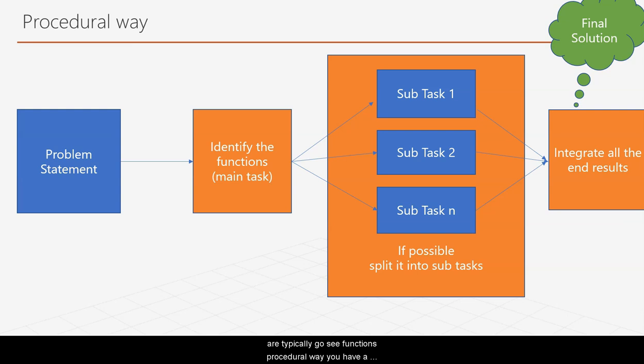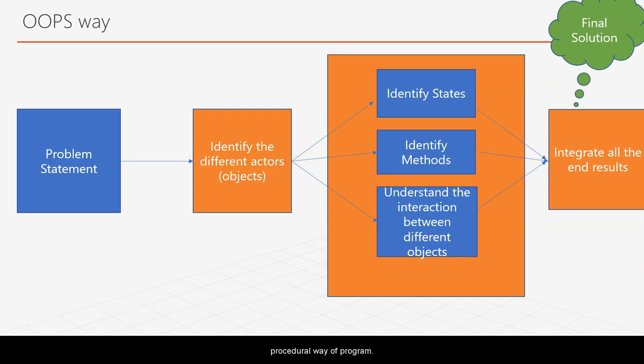Now when you look at a procedural way, you have a problem. How you look at the problem is you take this problem and you identify the different tasks that need to be done. So you look at what are all the functions that need to be there. And then you look at each function individually, you solve that function, and you first define which function calls which function. After the bigger problem is divided into smaller functions, you call each other and then finally you arrive and integrate at the end result. So this is how in a C program it is done. This is called the procedural way of programming.